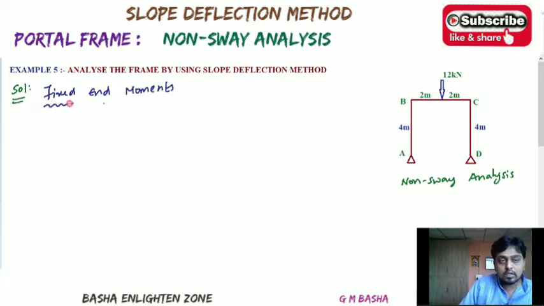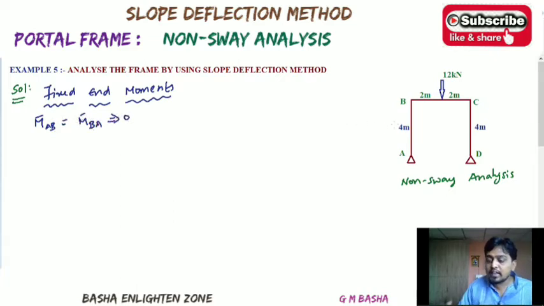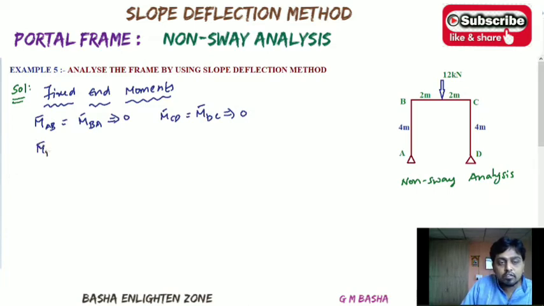Fixed end moments. See here, what about the fixed moments? For column AB, M bar AB and M bar BA are equal to 0 because there is no loading condition given. There is no horizontal force acting on the column. So if there is no force acting on a column, definitely the fixed moments will become 0. Similarly for columns CD and DC also, same as for columns AB and BA, the fixed moments are 0. And what about the fixed moments of BC?